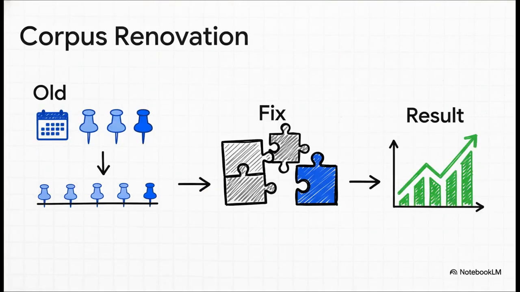So the Pinterest team did a full corpus renovation. Their old method was too simple. It just looked at total engagement over the last 90 days. But that misses what's trending right now. So they switched to a time-decayed approach, which gives more weight to recent popularity. They also squashed a subtle data bug. And check this out, just by improving their data quality, they saw a significant lift in engaged sessions. No model changes at all. That just shows you data quality is everything.